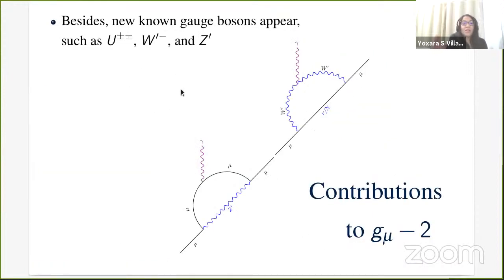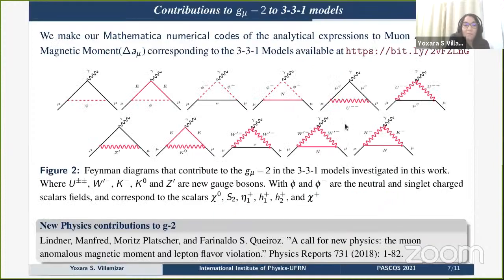In this way, these gauge bosons interact with the new leptons and the standard model leptons, and the scalar fields interact in a loop with the leptons. In this way, the main contribution to g-2 in our work is displayed in these diagrams here.